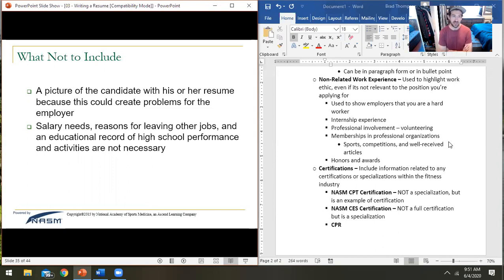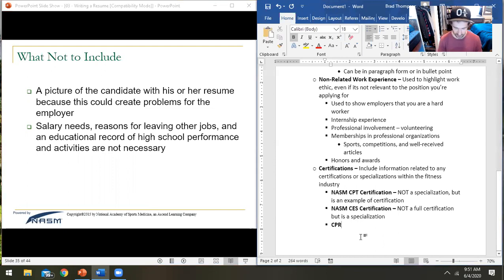Do not include a picture, because that also has nothing to do with whether or not they should hire you, right? Don't put your salary needs on a resume. Actually, I should put all these up.